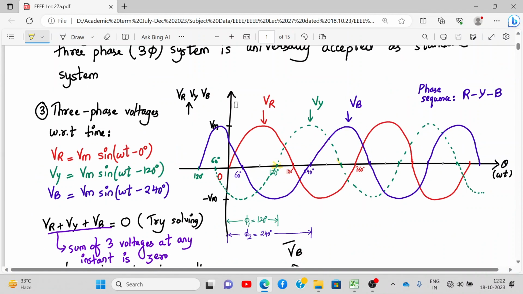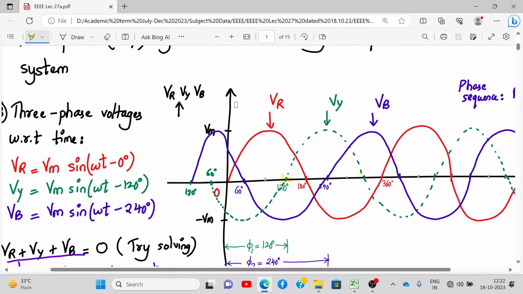So we have three voltages, and if I want to write them in the standard form, what's the standard form? Vm sin(omega t minus theta). So here VR will be written as Vm sin(omega t minus 0 degrees), write it down. Vy is Vm sin(omega t minus 120 degrees), meaning what? It's starting late, right? And Vb is Vm sin(omega t minus 240 degrees). So each of them will have a phase shift of 120 degrees with each other.